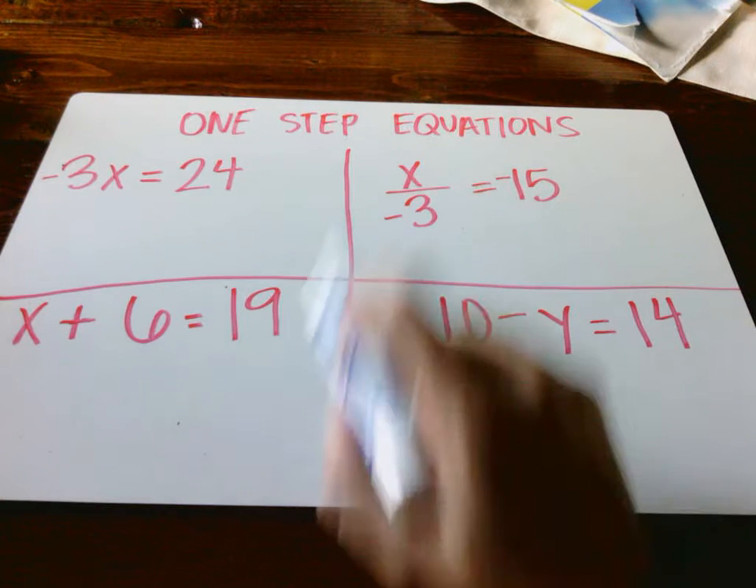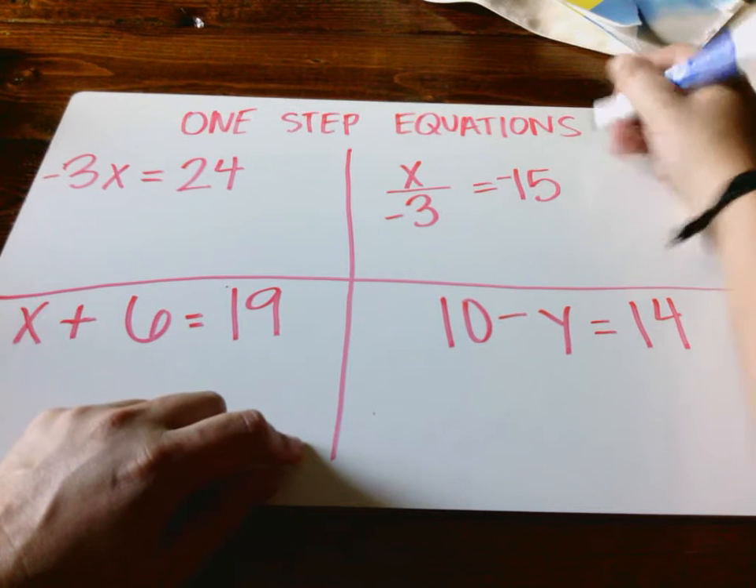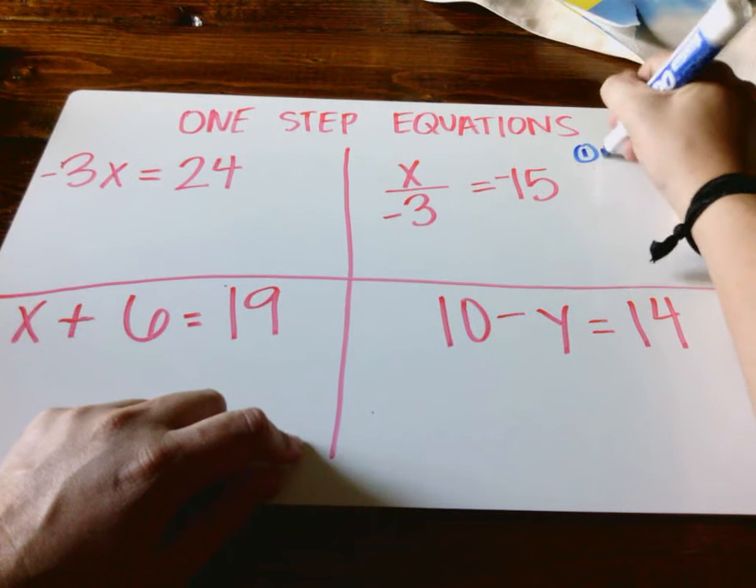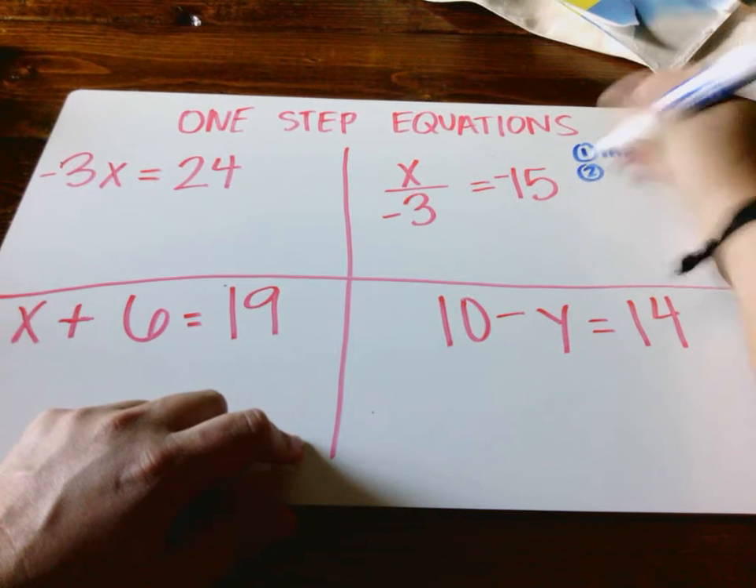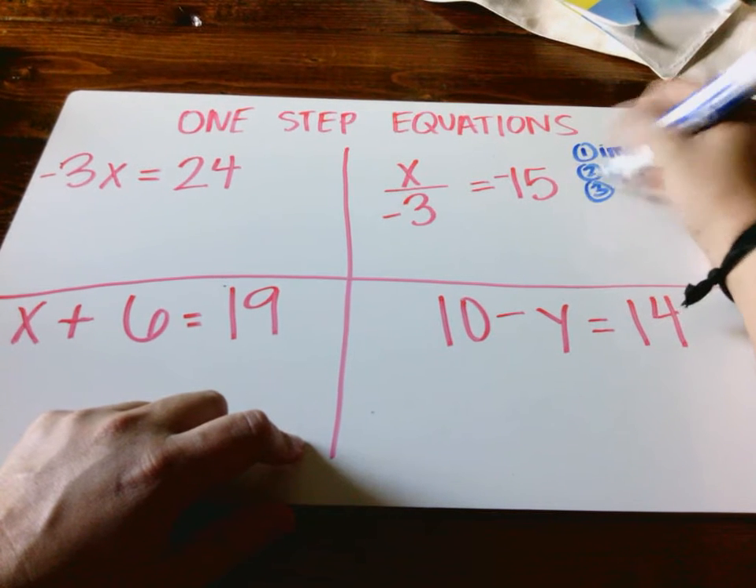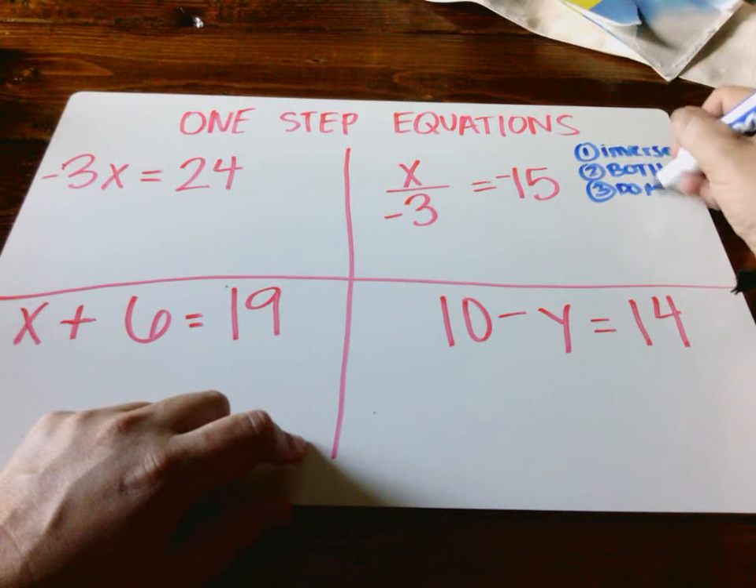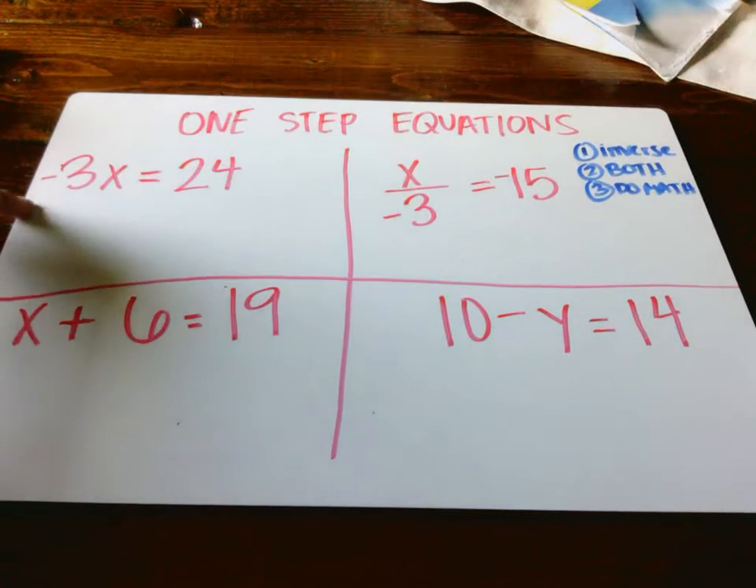Let's review how to work through one-step equations. Our 3 steps for these will be step 1, inverse, step 2, both sides, and step 3 would be do math. Okay, using those steps, let's look at this first one.